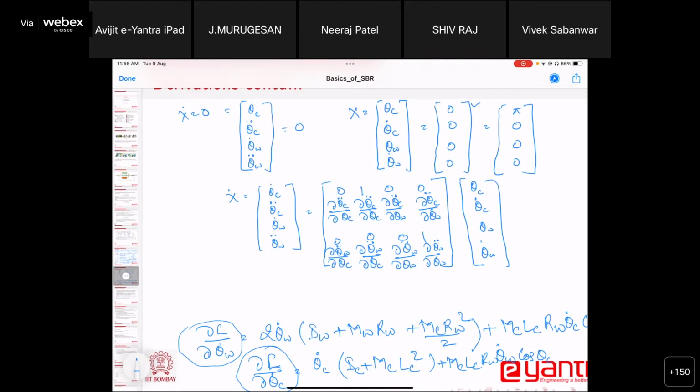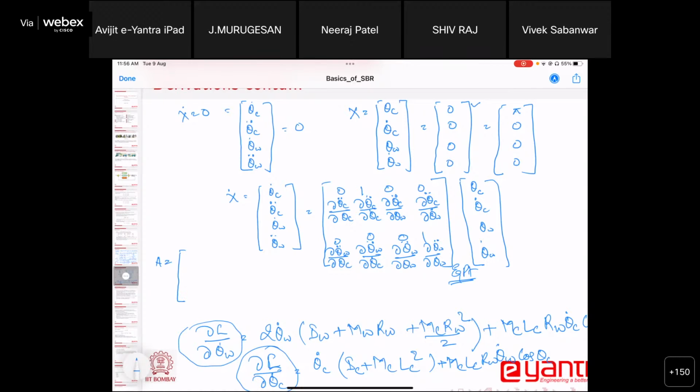So these equations you will have to evaluate, because theta c double dot and theta w double dot have certain equations. You will need to take partial derivatives. You will get some expression in the form of cos and sine, and then you put the equilibrium point in this particular expression, and then you will get the A and B matrix. So for our equilibrium point, I'll tell you what the A matrix looks like.